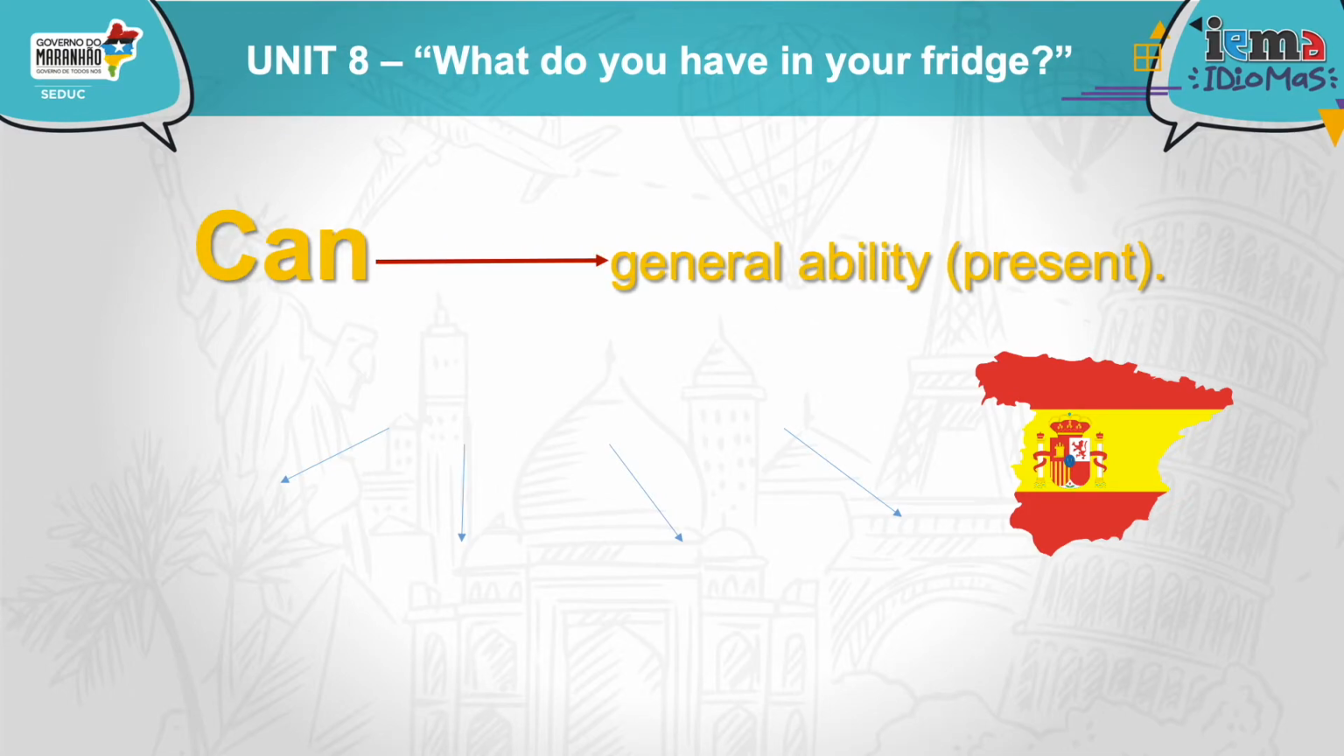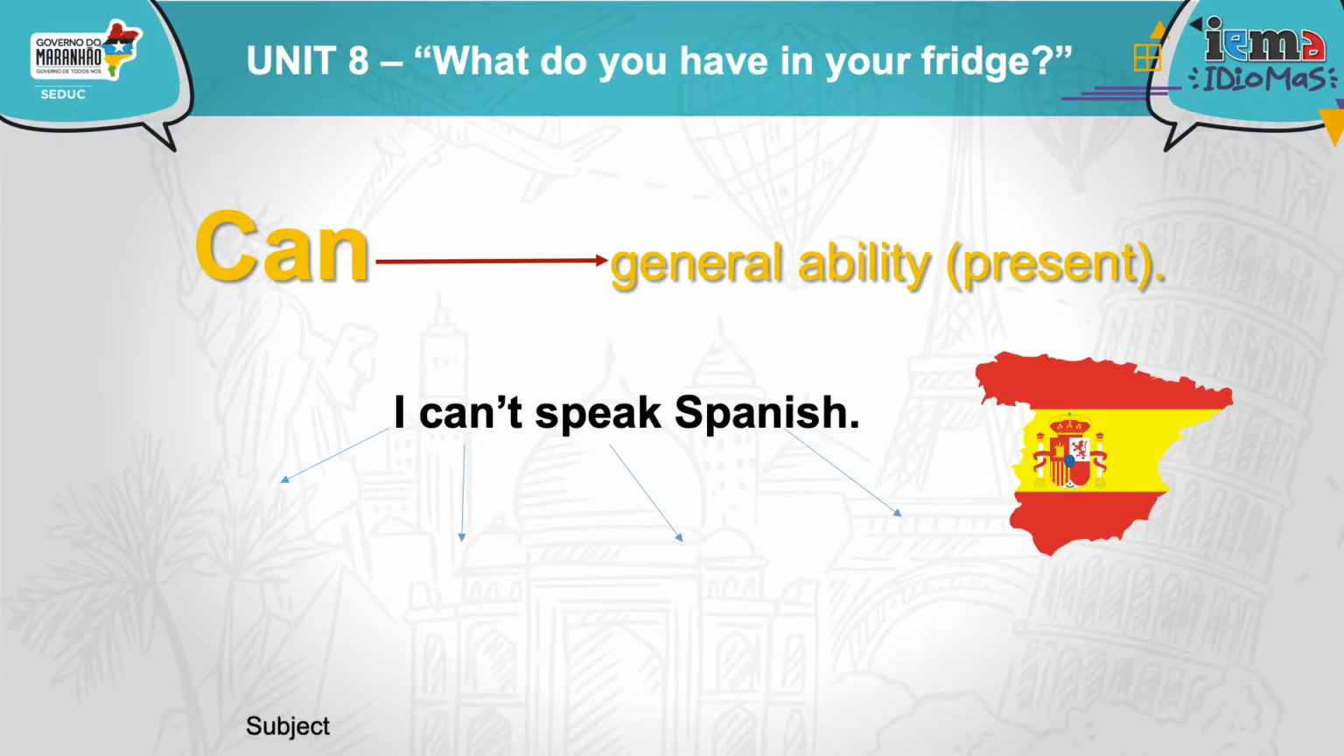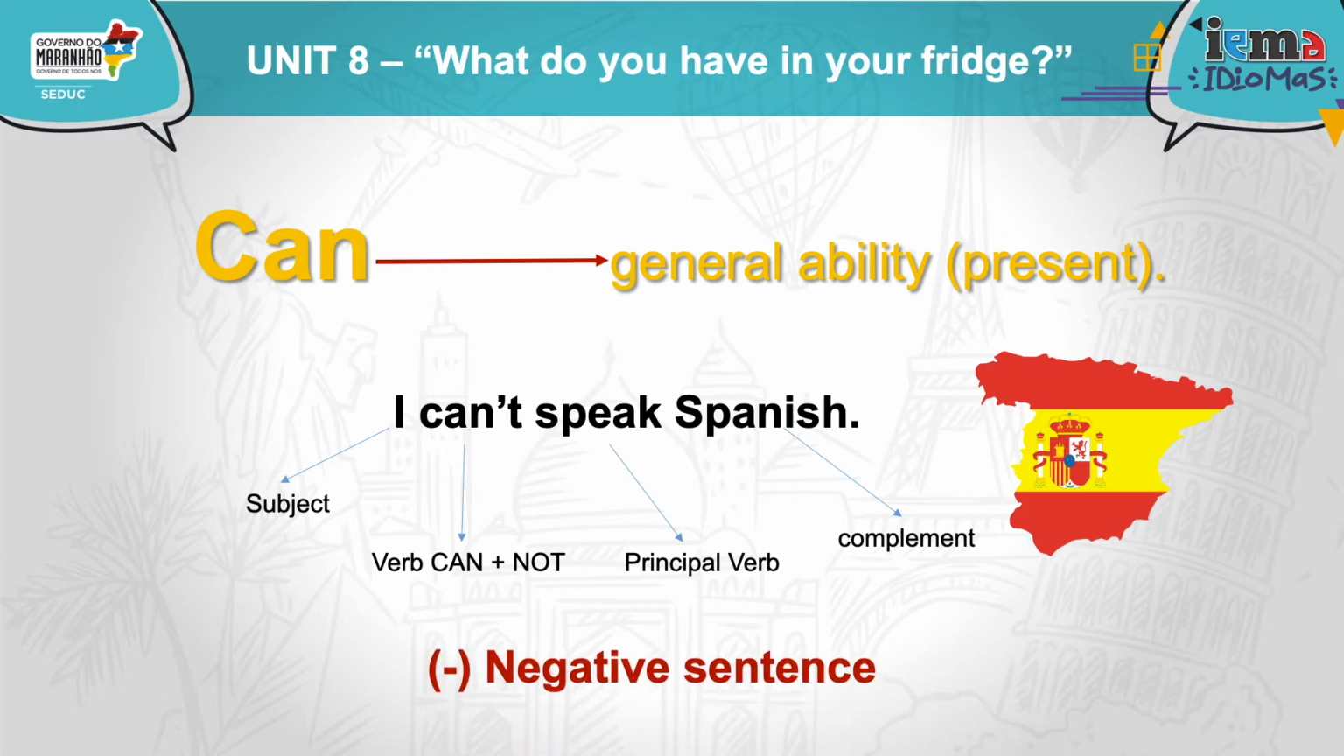Here again, if I say I can't speak Spanish, in that case we have the subject, we have the verb can plus not, that indicates negative. We have the principal verb, which is speak, and we have the complement Spanish. So it's a negative sentence, and to express inability in the negative form, you just add not after the verb can. In the sentence, we have a contraction: can plus not equals can't. You can use cannot or can't. Okay?